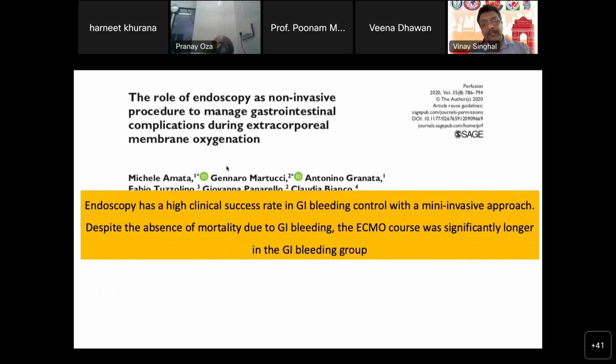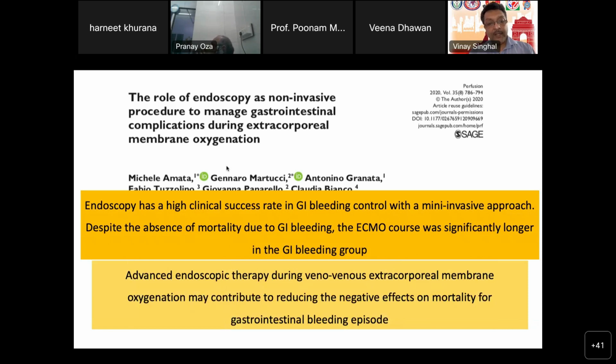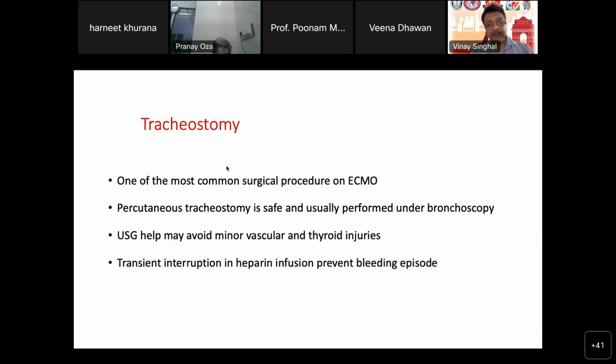So we see that, yes, whenever these patients require some procedures, and especially when bleeding is there, we had already seen in that paper that these patients have a longer stay on the ECMO. Next. And advanced endoscopy therapy during venovenous extracorporeal membrane oxygenation may contribute to reducing the negative effect on mortality for GI bleeding episodes. Next, please. So GI bleeding is easy to handle nowadays because of its minimally invasive approach with endoscopy.